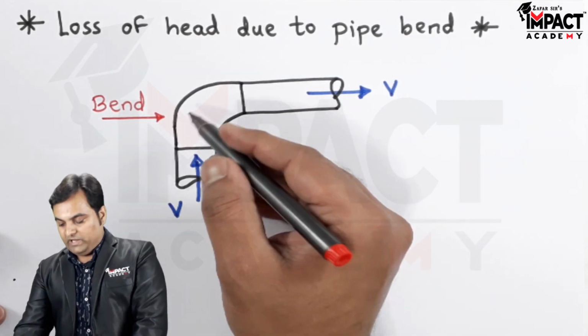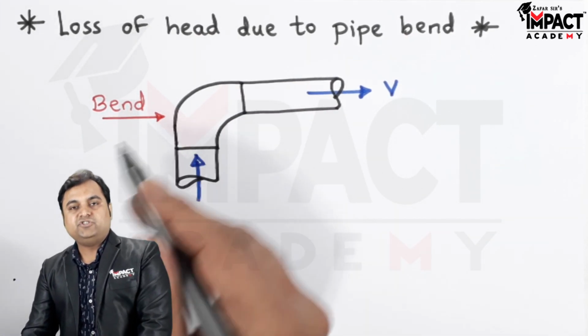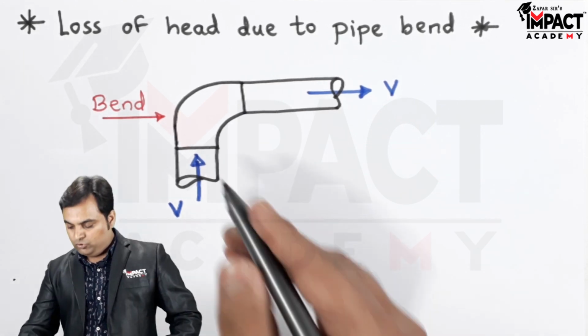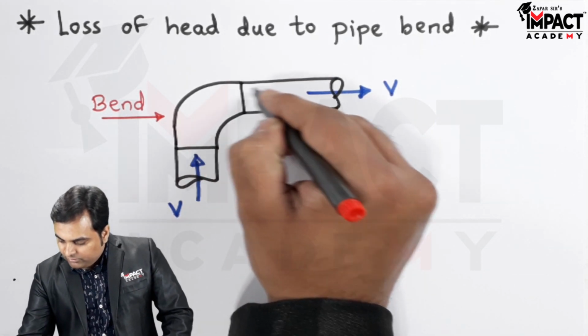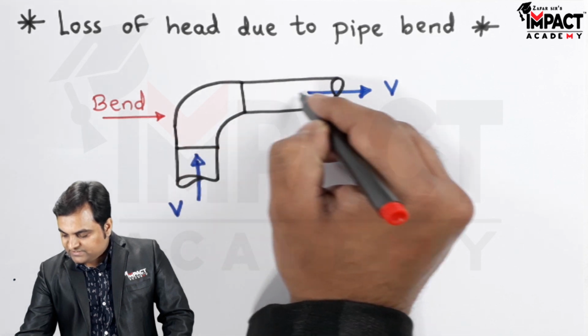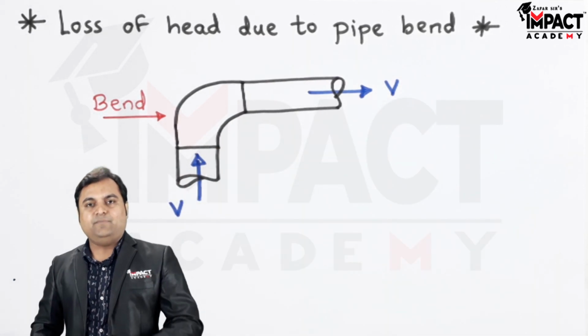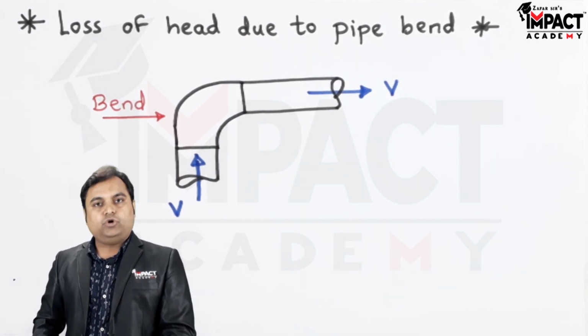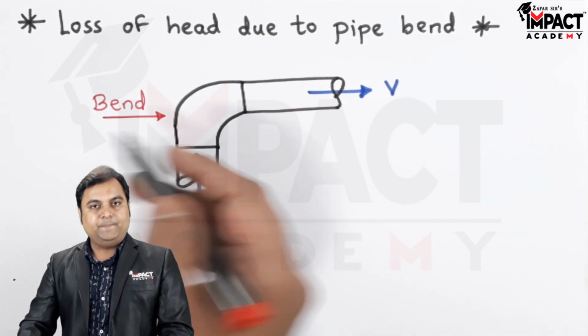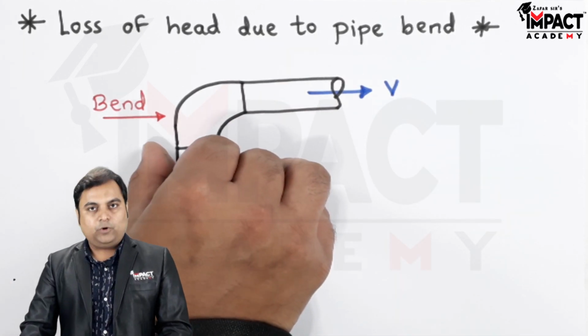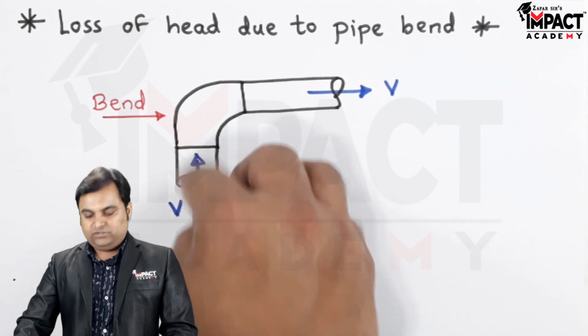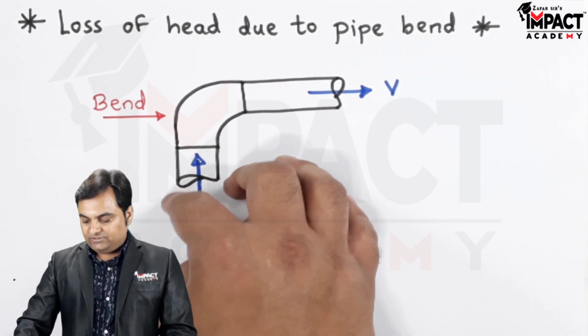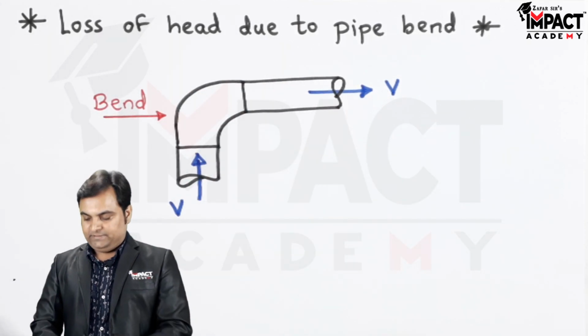So here we have a pipe bend which is used to change the direction of flow. When the fluid flows over here, when its direction goes on changing, at that time also there is some loss which is called the loss of head due to the pipe bend, and this depends upon the material of the bend, the velocity of flow and the direction or the angle of the bend.